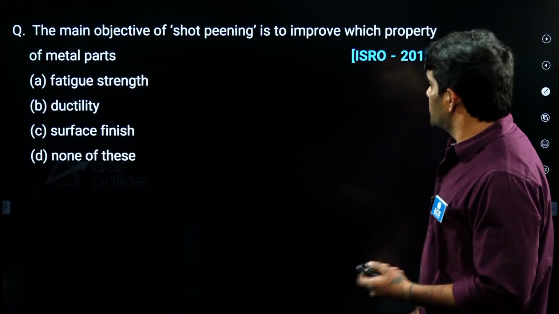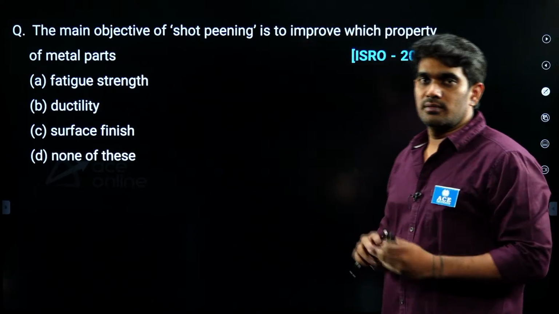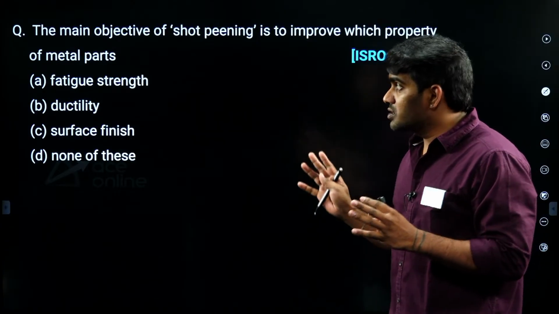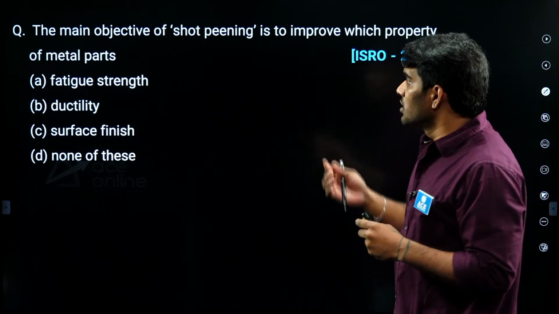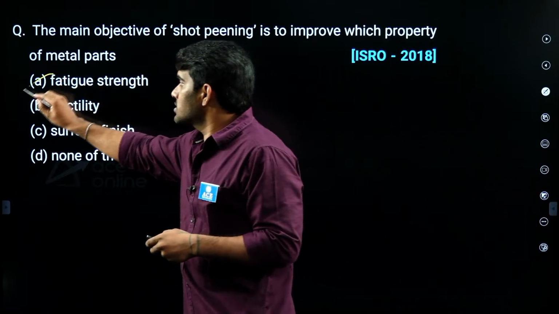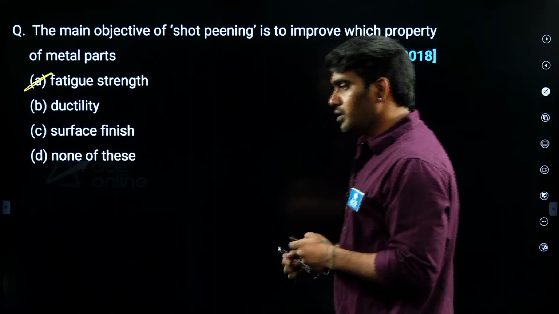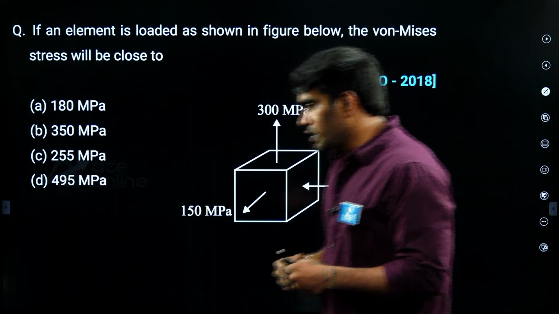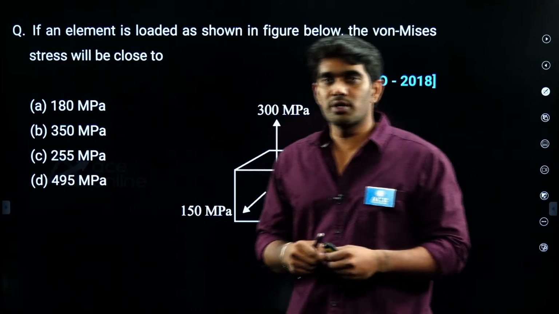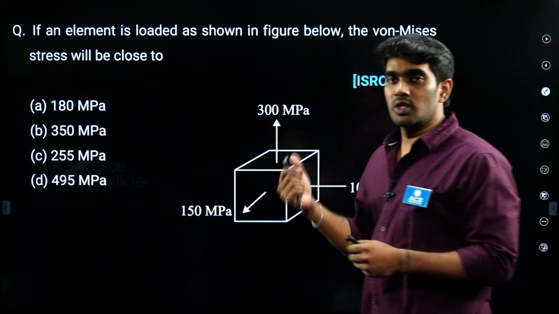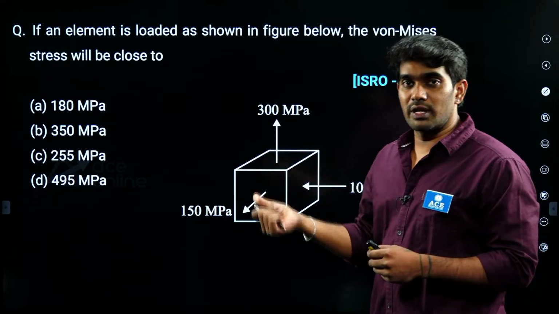The main objective, again the same question. Such questions are generally repetitive in nature, kindly understand this. What is the answer here again? The answer is A, fatigue strength. Now I guess you guys are giving the answers. Make sure that immediately when you see the question, you give me the answer very fast.